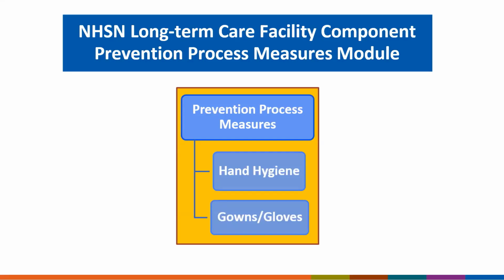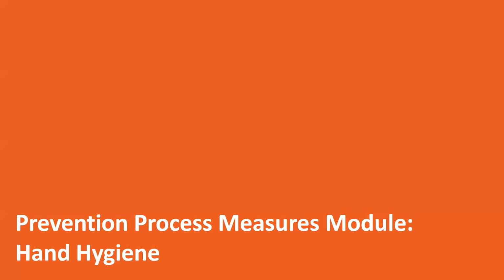The long-term care facility component prevention process measures module allows facilities to monitor adherence to prevention practices, including hand hygiene after contact with the resident or surfaces in immediate vicinity of the resident, and gown and glove use in the context of transmission-based precaution. I will now cover the Prevention Process Measures module for hand hygiene.